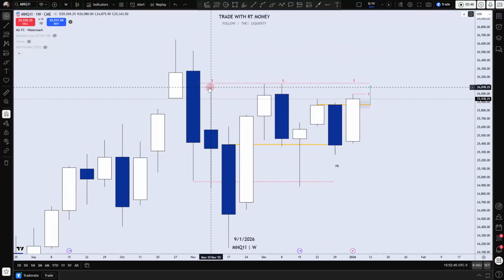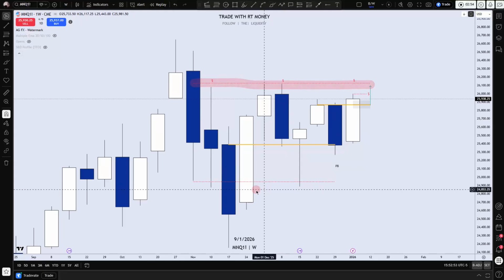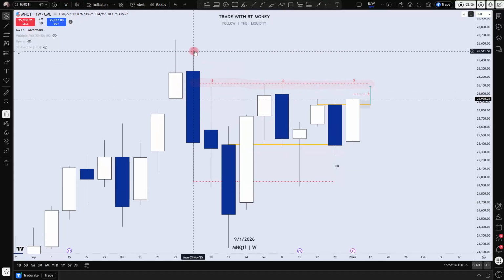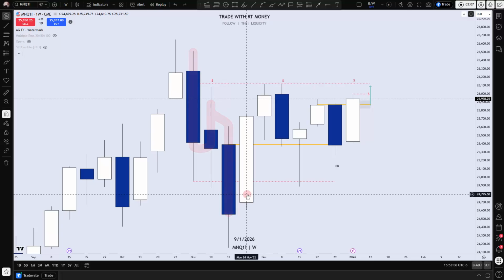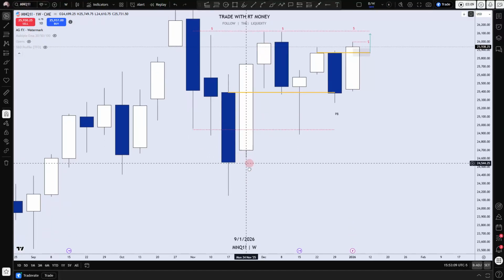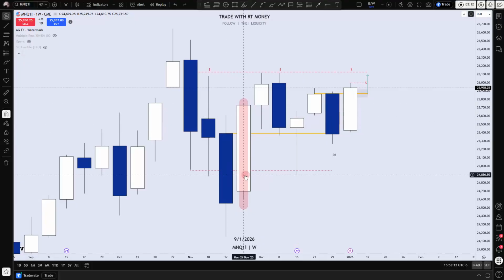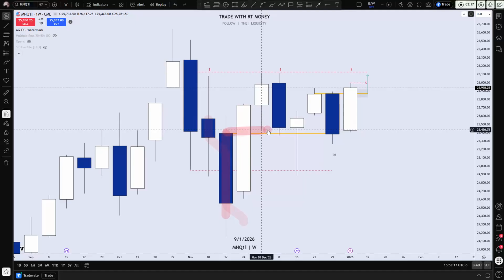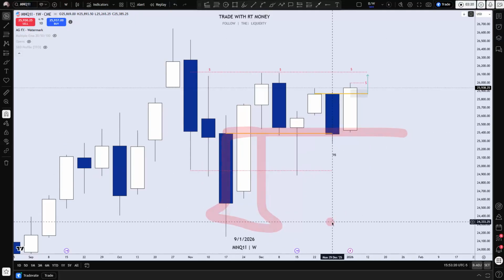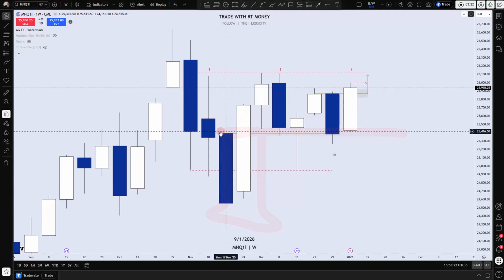You can see this high, this high, this high. Those are going to act as the draw on liquidity for buy side liquidity. What I want you to see here is when the market made that move down during the month of November, the last week of November we see a very bullish close, and it closed above that sell off, creating what? An order block right here, right? That's what that golden line represents.